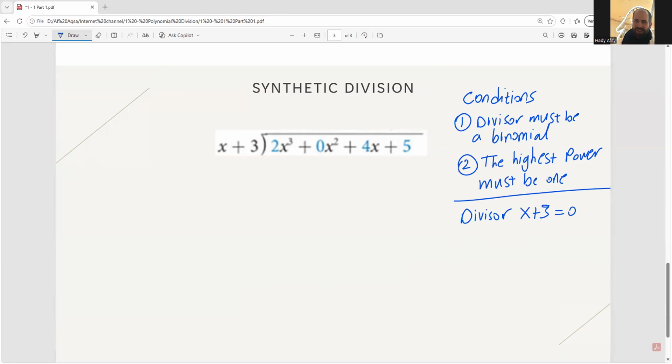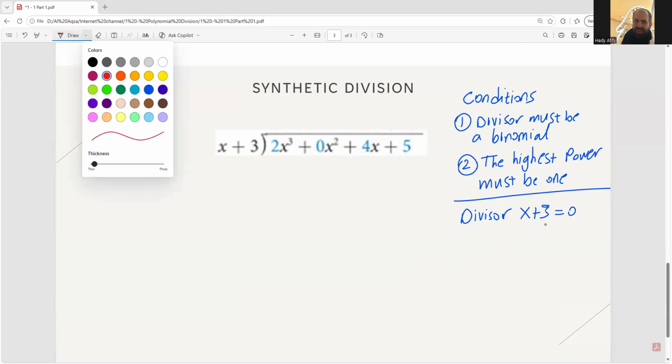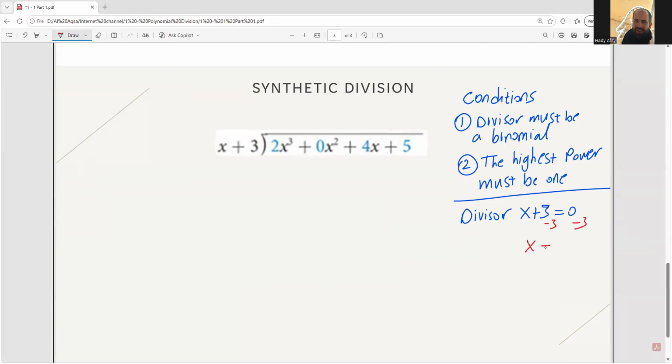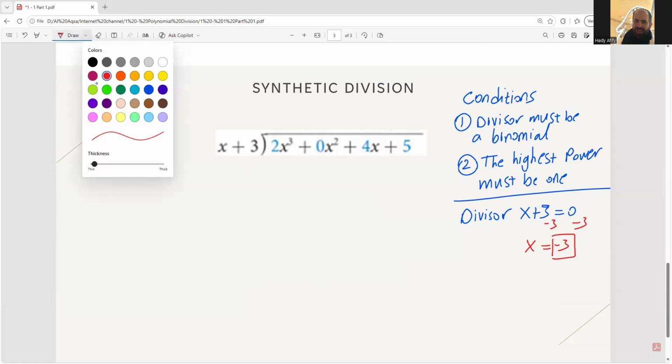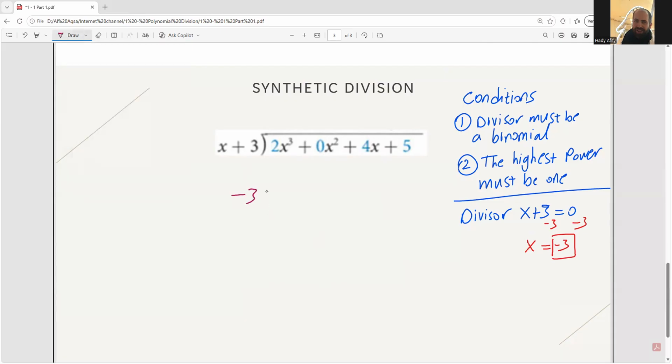So subtract 3 from both sides. You get x is equal to negative 3. Now, x is equal to negative 3. Negative 3 is the number that we are going to use in order to solve the question. So how can we do it? Put the negative 3 here, put a line, and then you will start putting the numerical factors of all the terms that you have. So I have 2 and 0 and 4 and 5.